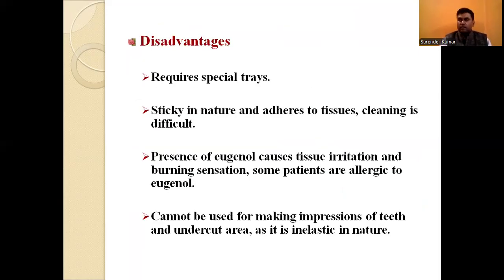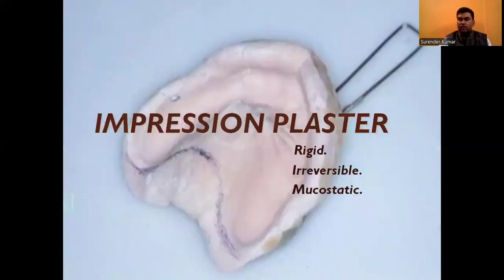But there are certain disadvantages as well. It requires special care. It is sticky in nature and adheres to the tissue. Cleaning is difficult. The presence of eugenol causes tissue irritation and a burning sensation. Some patients are allergic to eugenol. It cannot be used for making impressions of teeth and in undercut areas as it is inelastic in nature.